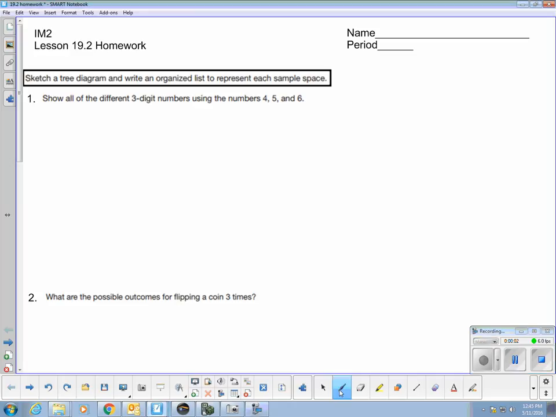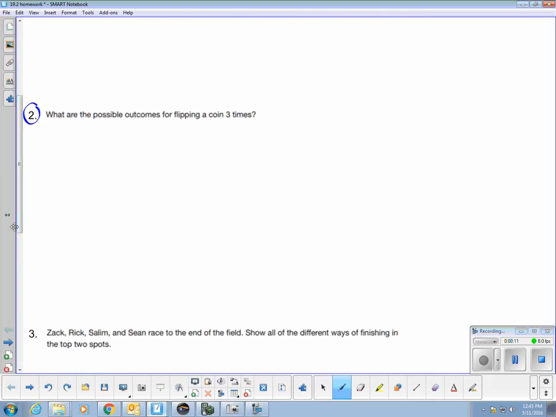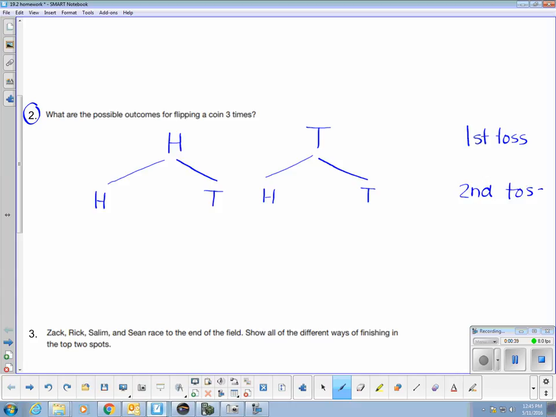Number 2, I have to make a tree diagram and an organized list to represent the sample space. So I'm going to flip a coin 3 times. So I'm going to come up with either heads or tails on my first toss. Here's my second toss. And finally my third toss.